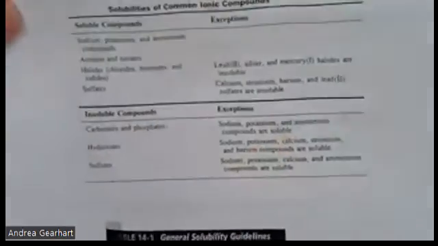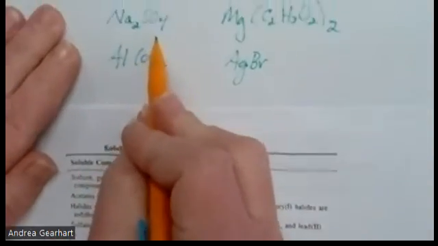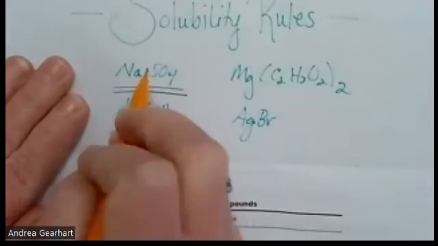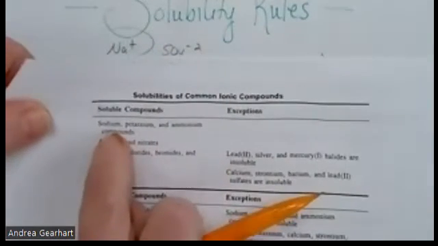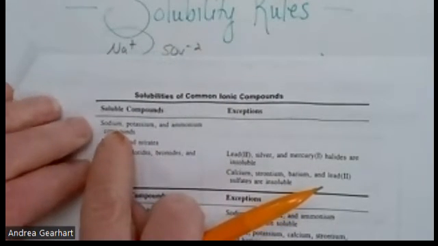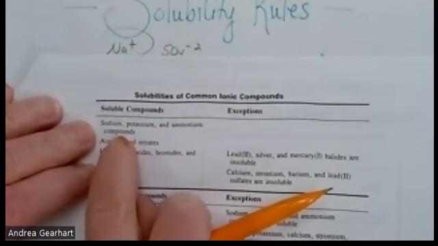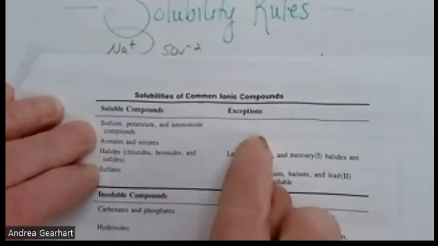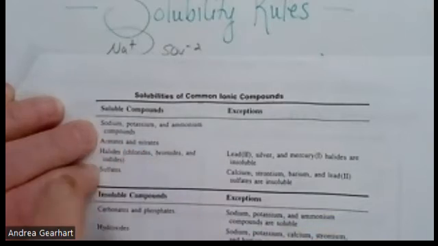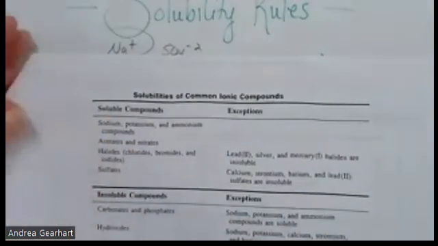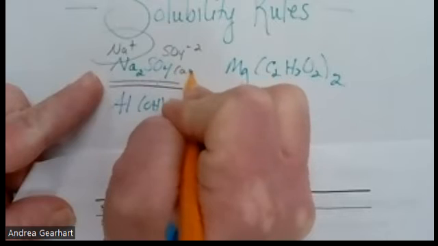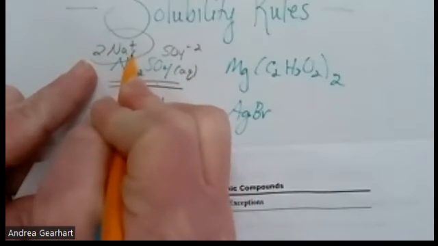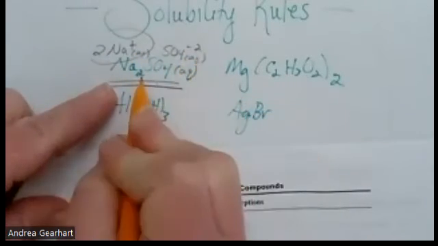Let's apply the table. So if I were to read this formula, I would look at, okay, sodium and sulfate. Sodium is the first thing I see. Sodium, whenever it's in a compound, so look, there's no exceptions. No matter what, whatever it's bonded to, it will be soluble. And so it will dissociate. I would write it as separate ions if I needed to do that, but it's soluble. I'll put an AQ on it.